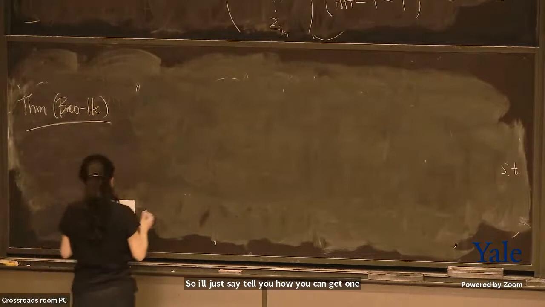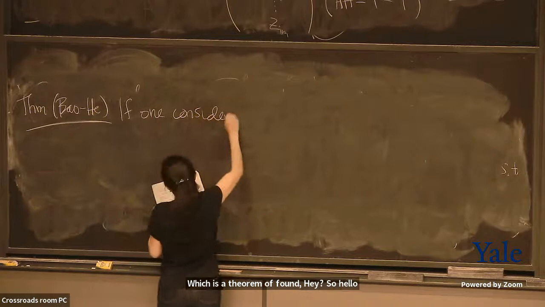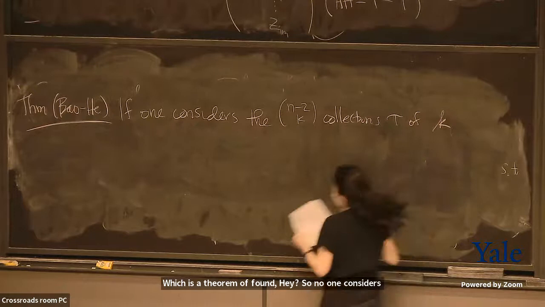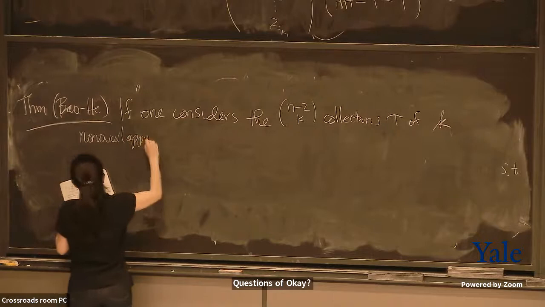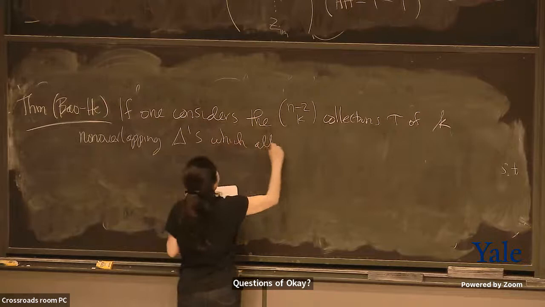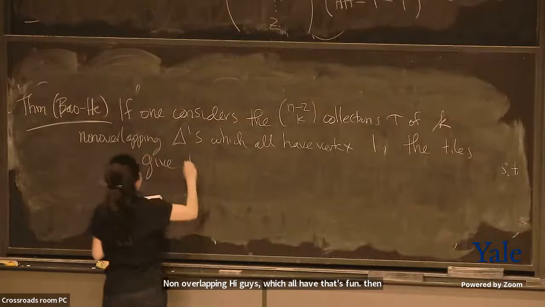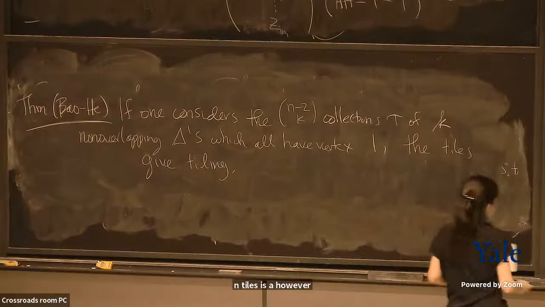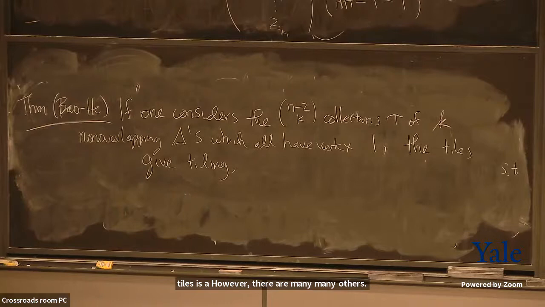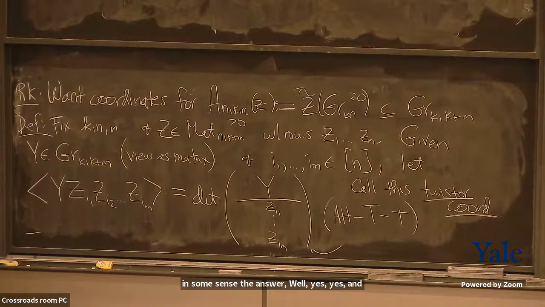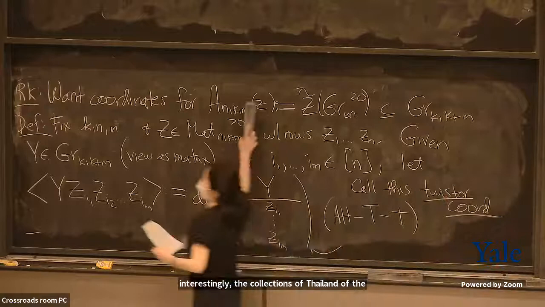If one considers the n-2 choose k collections of k non-overlapping triangles, which all have that property, then the corresponding tiles give a tiling. However, there are many, many others. And the question is, can we understand all of them? And in some sense, the answer is yes. And interestingly, the collections of tilings of the amplituhedron are very connected to the moment map and matroid subdivisions. Maybe that's the last thing that I'll say.